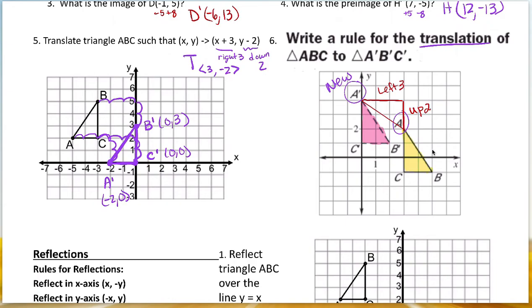So I need to just write this description into proper notation. So I could say x comma y such that x minus 3 because it went left 3 and y plus 2 because it went up 2. Or I could write it as capital T pointy bracket -3 2 pointy bracket. Either of these would be a good way of writing this rule for the translation.